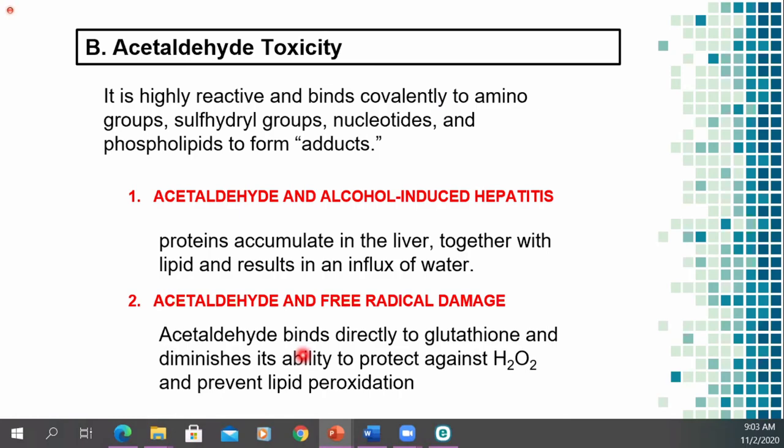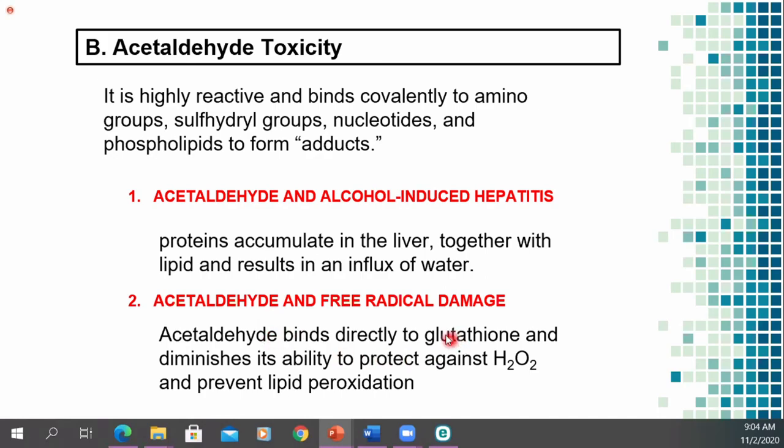Okay. Now acetaldehyde itself is a toxic molecule, even though we convert it to acetate, still under consumption of high concentration of alcohol, we will generate high concentration of acetaldehyde. Acetaldehyde is a highly active molecule and it's going to conjugate either amino groups or sulfate proteins, specifically nucleotides as well and the phospholipids. Okay. So the acetaldehyde and alcohol-induced hepatitis is caused because we have protein accumulation in the liver because it's conjugated with the acetaldehyde, as well as the free radical formation.